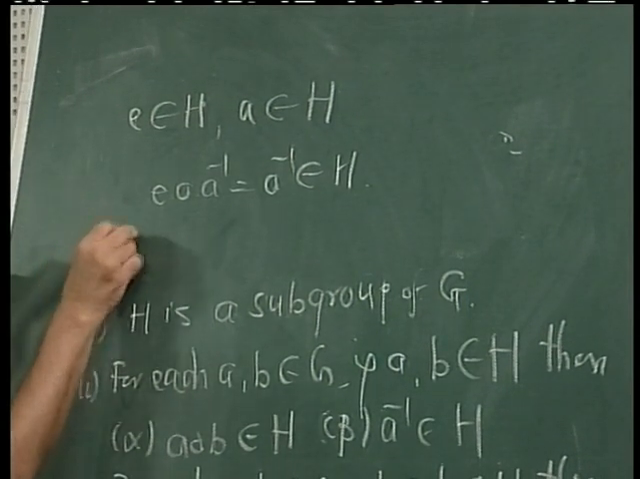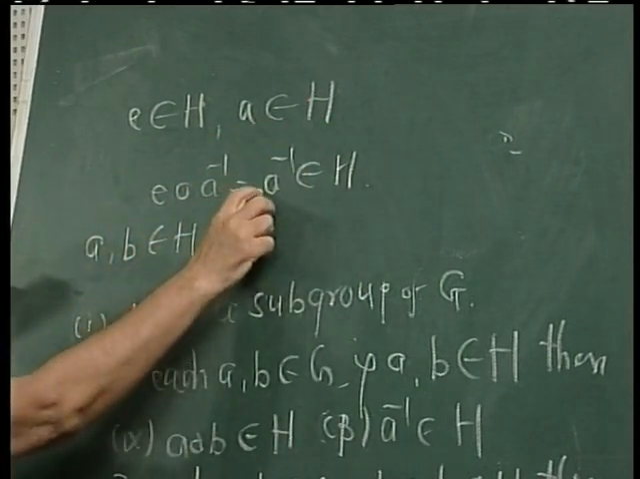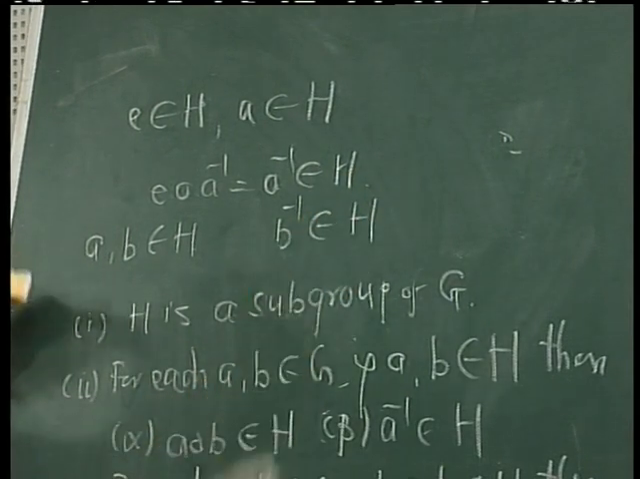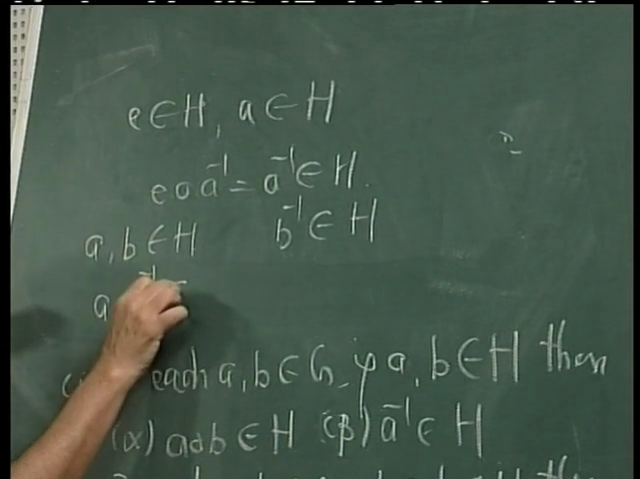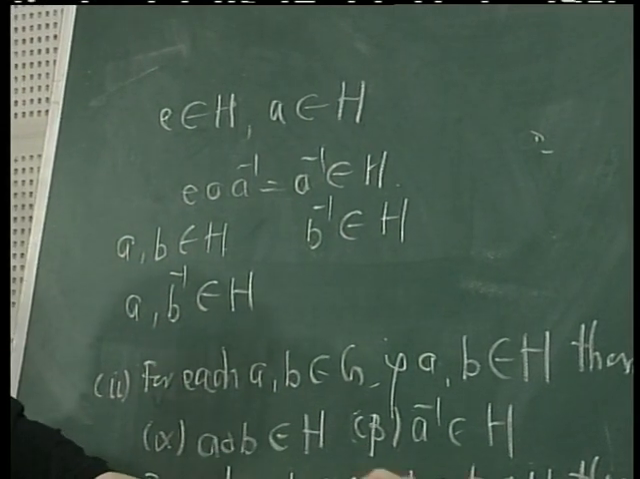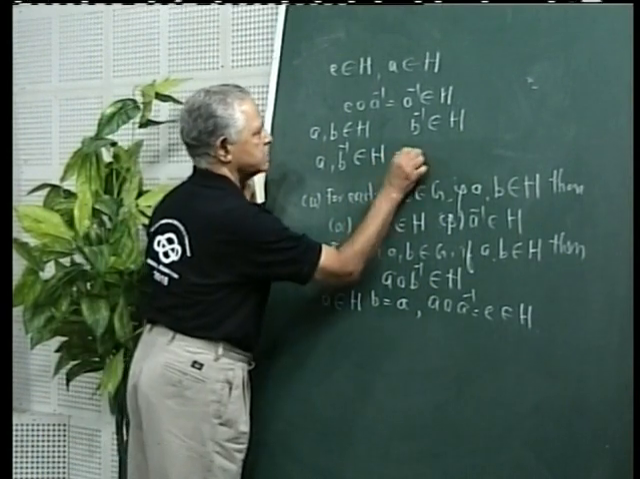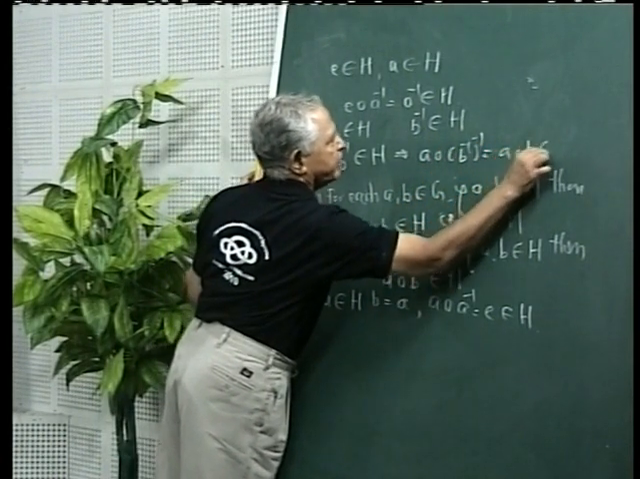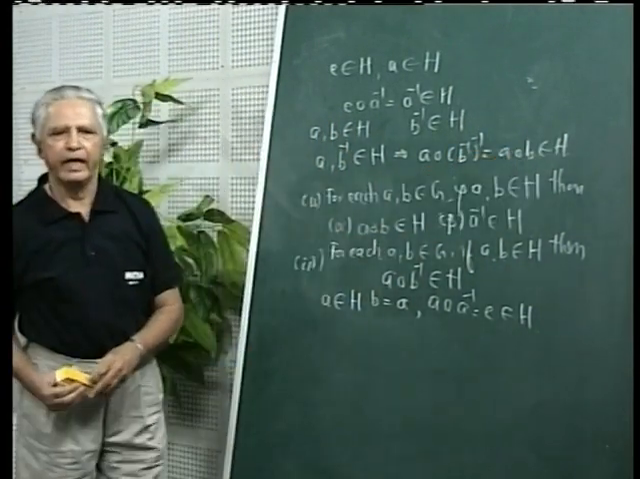And finally, suppose A and B are two elements of H. Just now we proved that if A belongs to H, then A inverse belongs to H. And so B belongs to H implies B inverse also belongs to H. Now, A and B inverse belong to H. Again we take this condition that whenever A and B both belong to H, then A composition B inverse also belongs to H. And so this implies A composition B inverse inverse, that is equal to A composition B, also belongs to H. That means the circle is a binary operation in H.